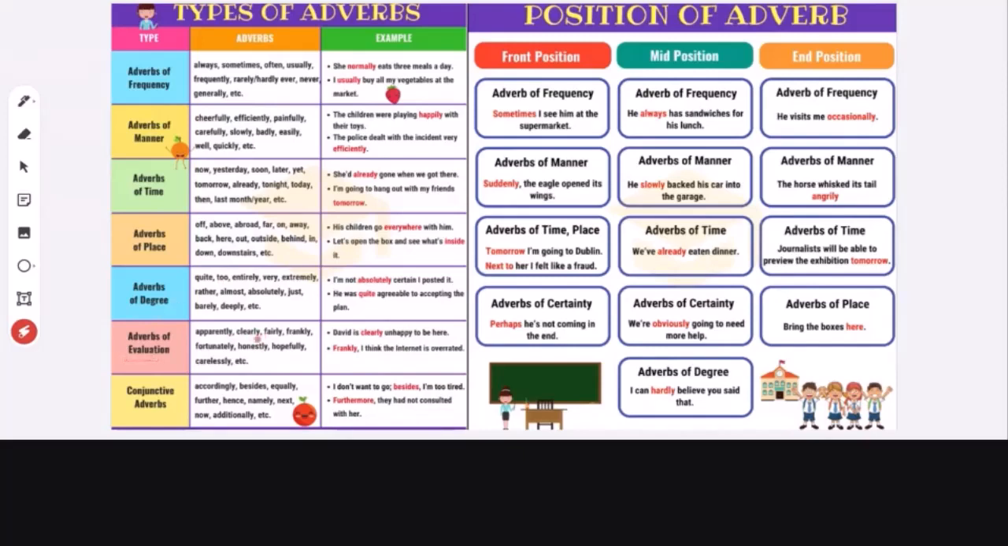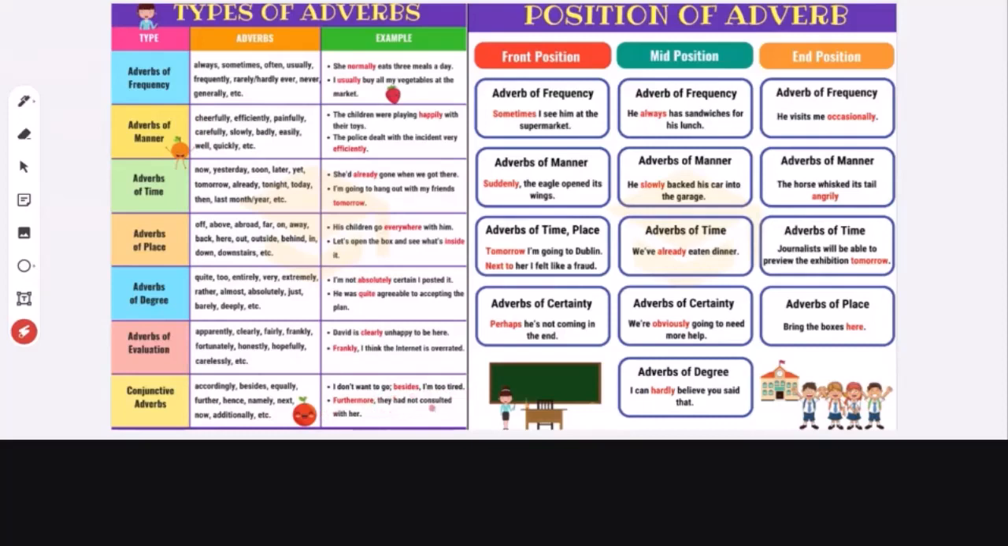Evaluation. Apparently, clearly. This is when you're doing some evaluation, you're giving your opinion about something, and we use these adverbs in that sense. And the conjunctive adverbs, yes, sure, you're giving your explanations, right? Accordingly, besides, equally, further, you're concluding, basically. You're giving the conclusion. You're giving the reasons, right? There's conjunctive. Besides, I'm too tired. You're giving the reasoning, right?